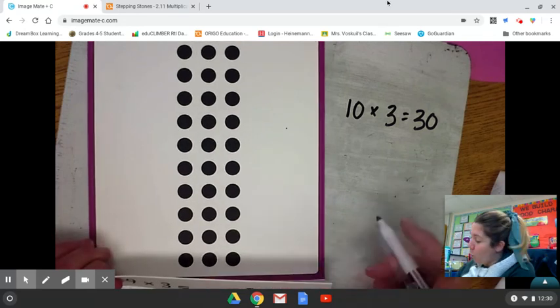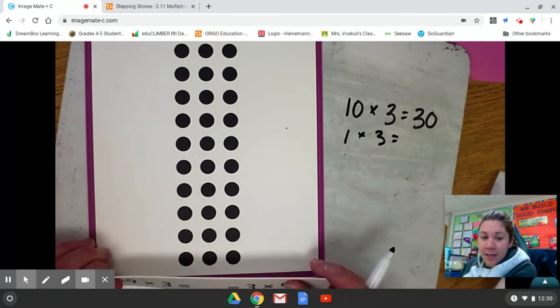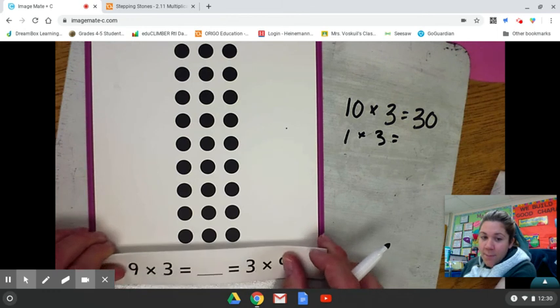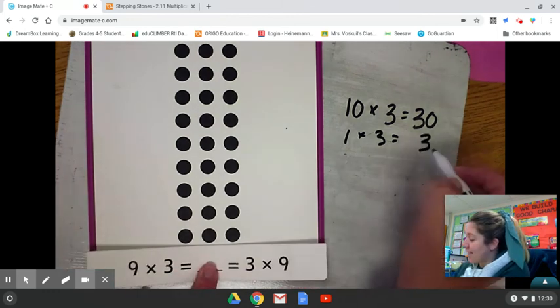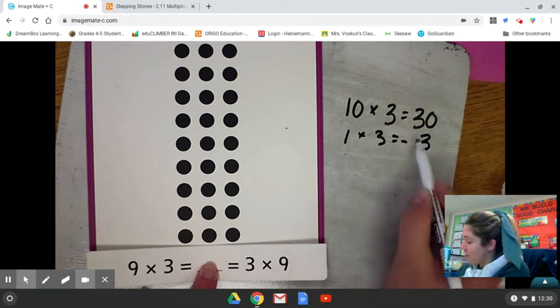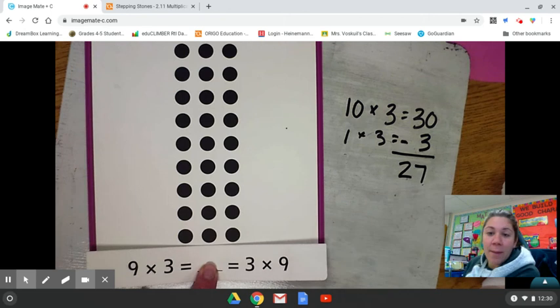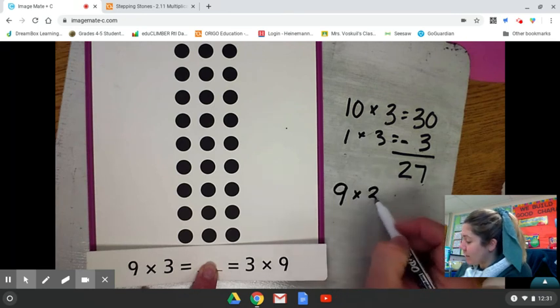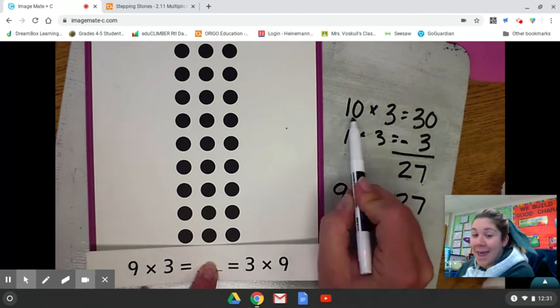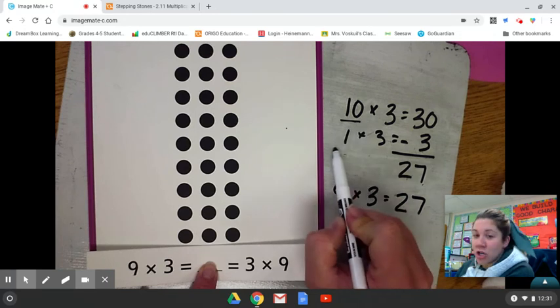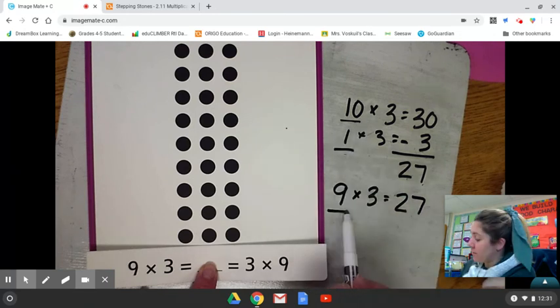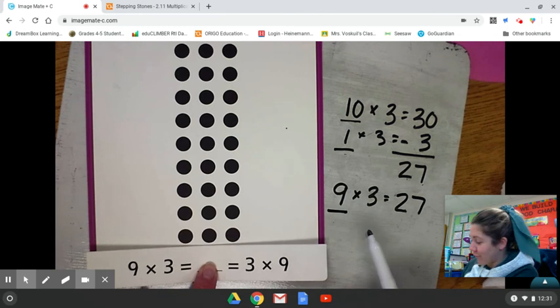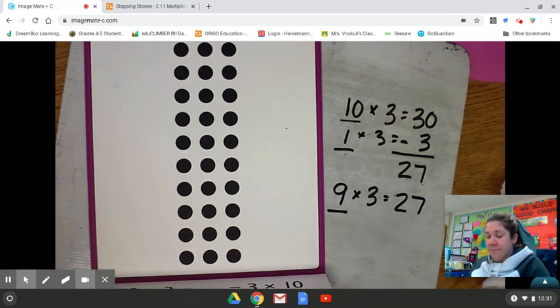So I'm going to cover up 1 row of 3. How many dots is that? Look, I'm covering them up. I just covered 3 dots up, so I need to subtract that. 30 minus 3 is 27. Count back 3. 29, 28, 27. So then therefore 9 times 3 equals 27. I had 10 rows of 3. I covered up 1 row of 3. So I only have 9 rows of 3 equals 27.